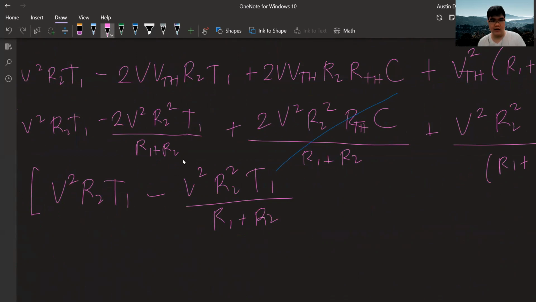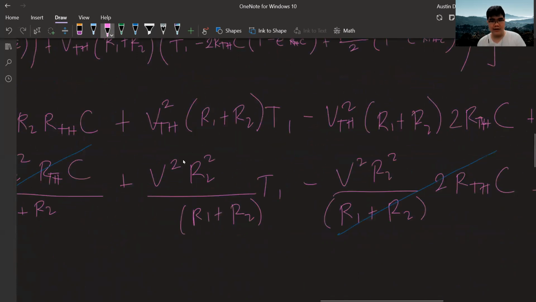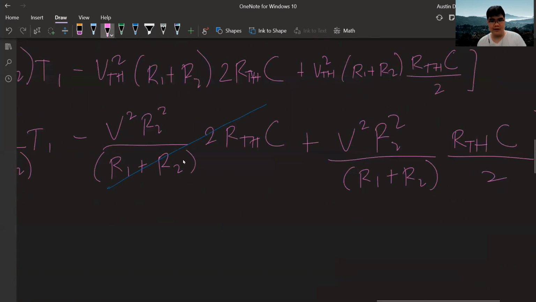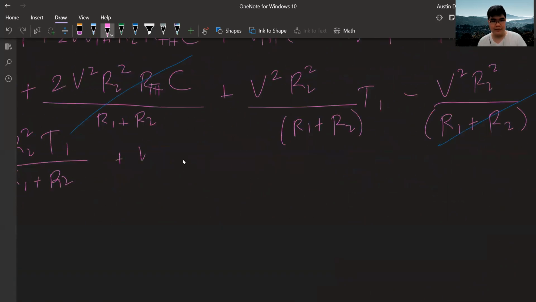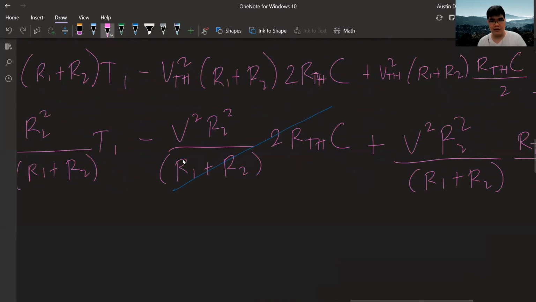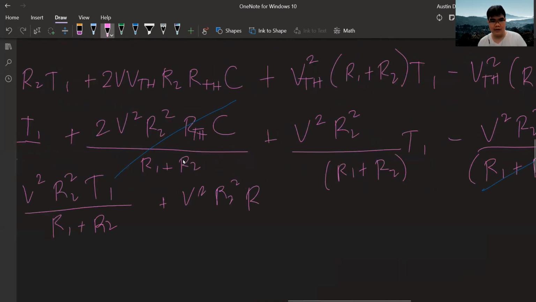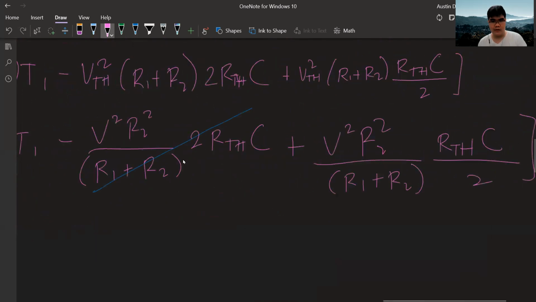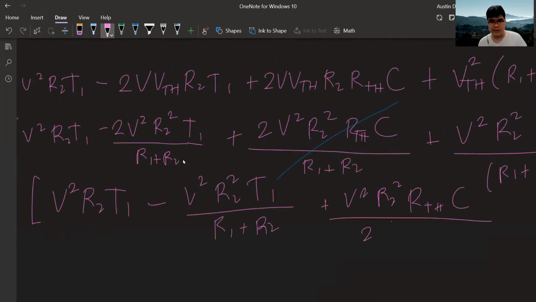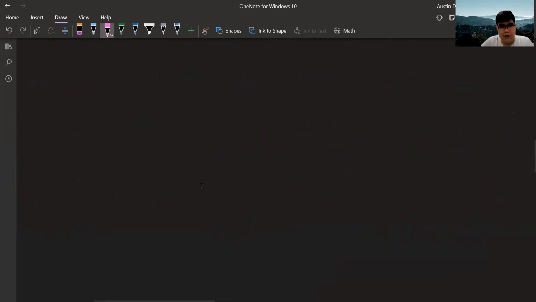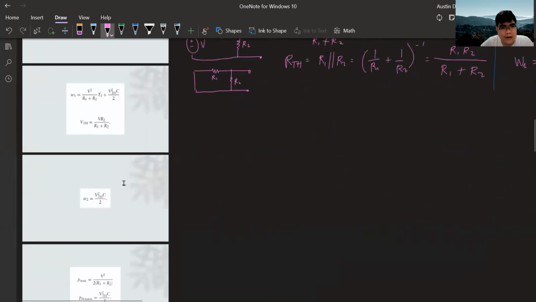Okay, and then the last term would be plus V squared R2 squared RTH C all over 2 times yung R1 plus R2. Okay, so yan. Okay, how far are we? How far are we from the answer?